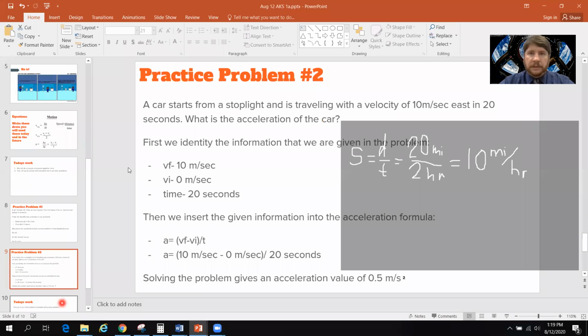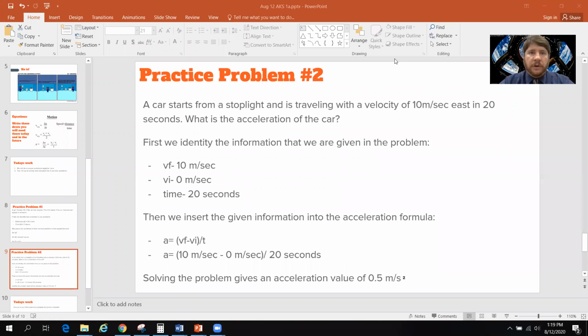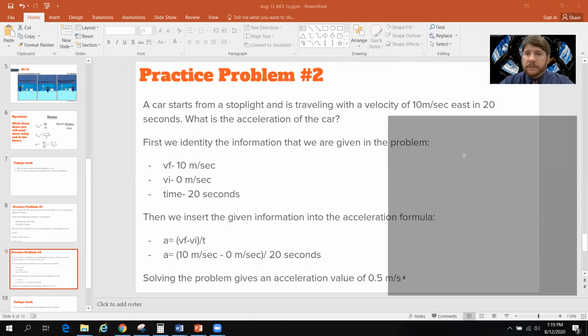So practice problem 2, though, is a little more difficult. Not too much. All right, let me redraw my little field here. I'm going to make this one a little bit bigger. Change my marker. Okay, so now we have practice problem 2, and it says a car starts from a stoplight, I'm emphasizing that for a reason, and is traveling with a velocity of 10 meters per second east in 20 seconds. What is the acceleration of the car? So again, it tells us what it wants us to find. It says find the acceleration.